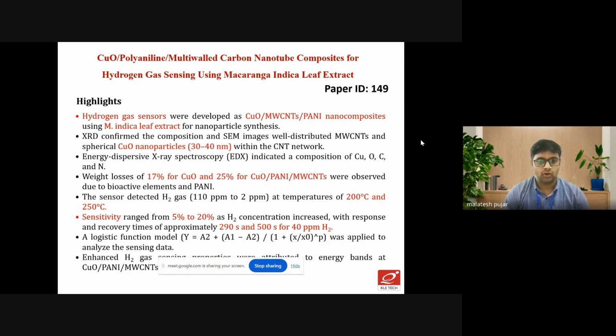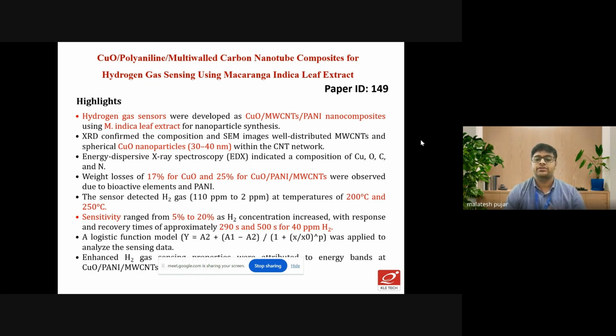After that, we went for the hydrogen gas sensing at two different temperatures, with variation of the hydrogen gas concentration, so that it will be easy and helpful to identify which concentration we can prefer as the optimum level. We varied from 110 parts per million to 2 parts per million, at the two different temperatures we chose, 200 degrees Celsius and 250 degrees Celsius.